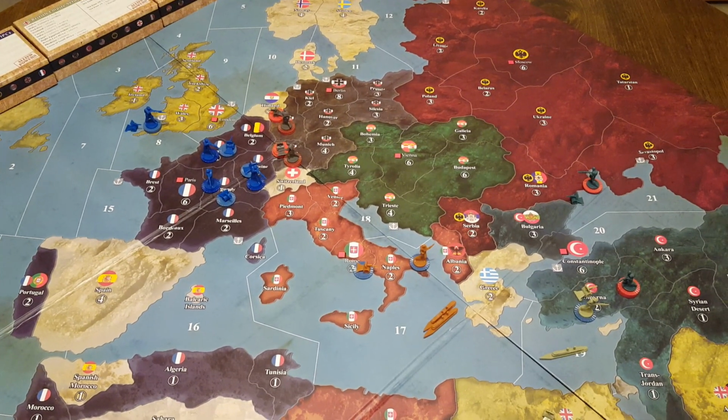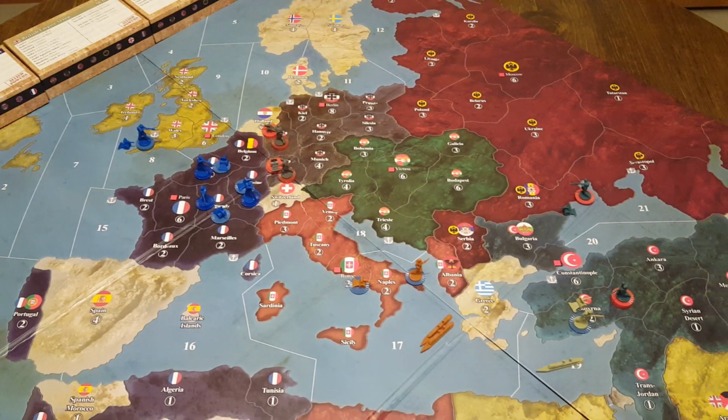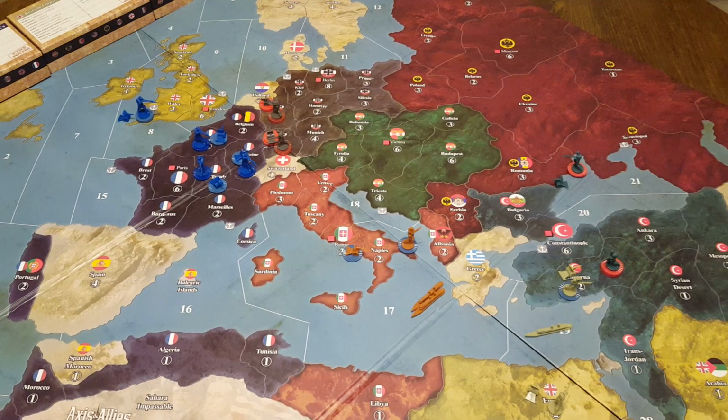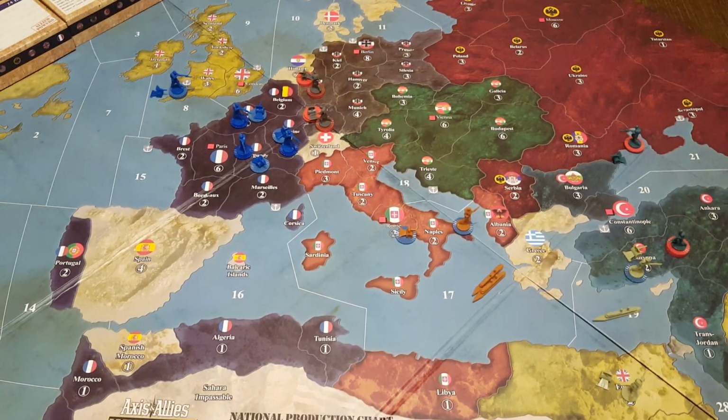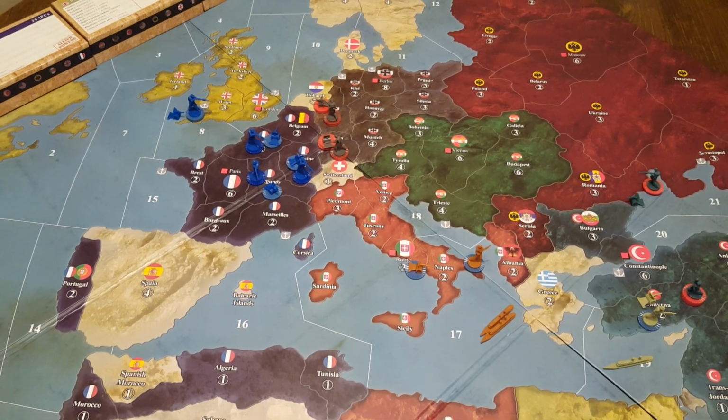mean? And you'll see that I have a few pieces set up around the board here, and we're going to be using them to illustrate several different scenarios. So for scenario number one, I want to take a look at land reinforcements.